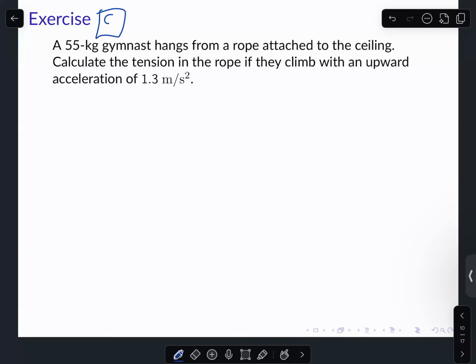The correct answer is 610 newtons. And here's how to analyze it. The forces have not changed. The nature and direction of the forces have not changed. Left-hand side is still tension up, weight down, T minus mg. But now the right-hand side is not 0. Acceleration isn't 0 anymore. I can plug in.